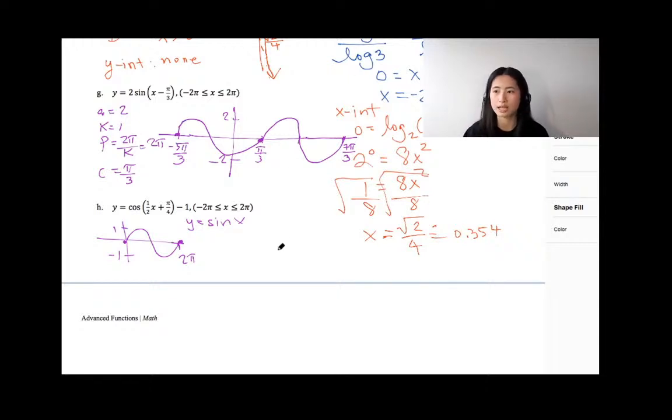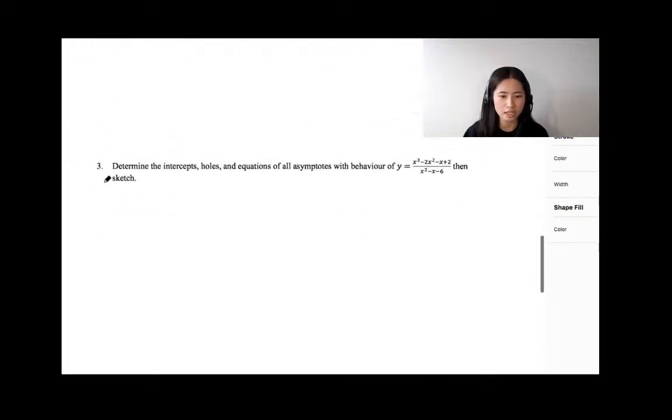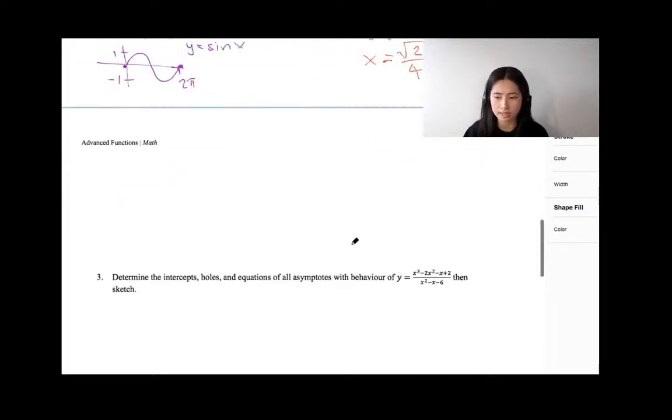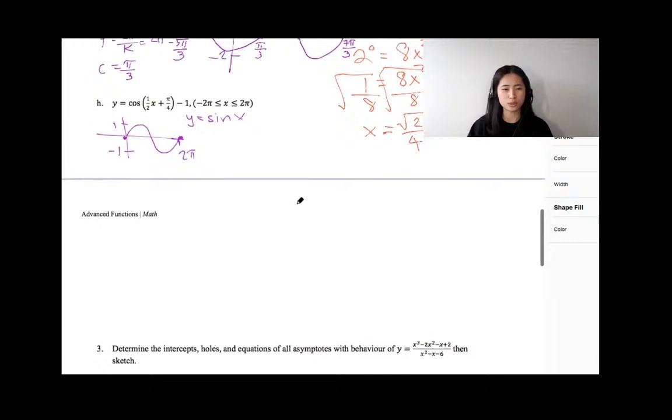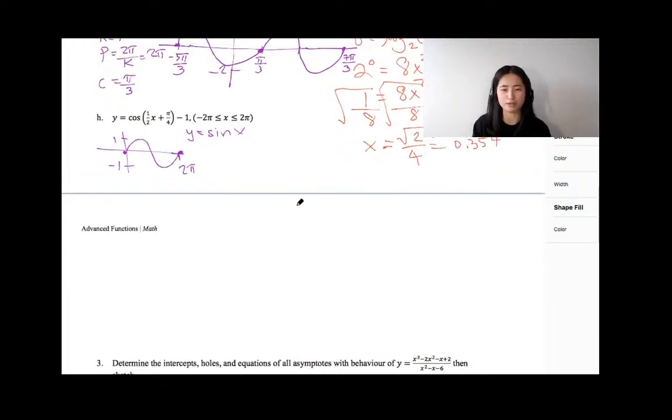And then for the next class, we can just go over horizontal, oblique and slant asymptotes, and then we'll continue on with advanced functions. So if you do have any requests, please reach out to me. I know that there's probably going to be a lot of you, but I also love to hear from my students.